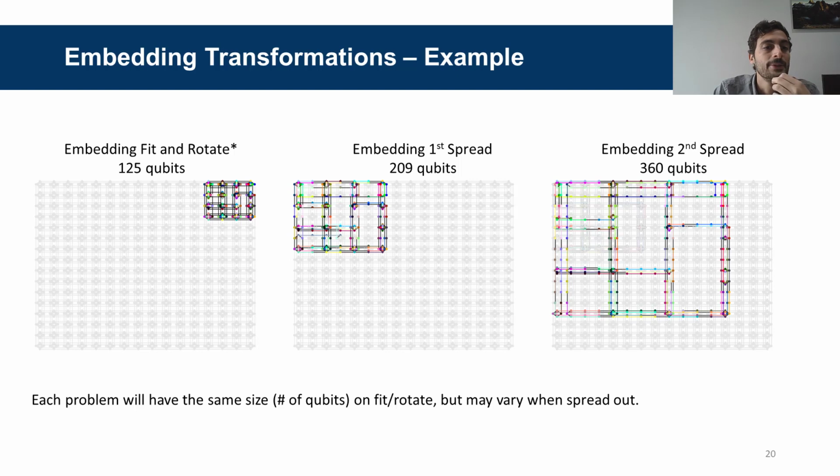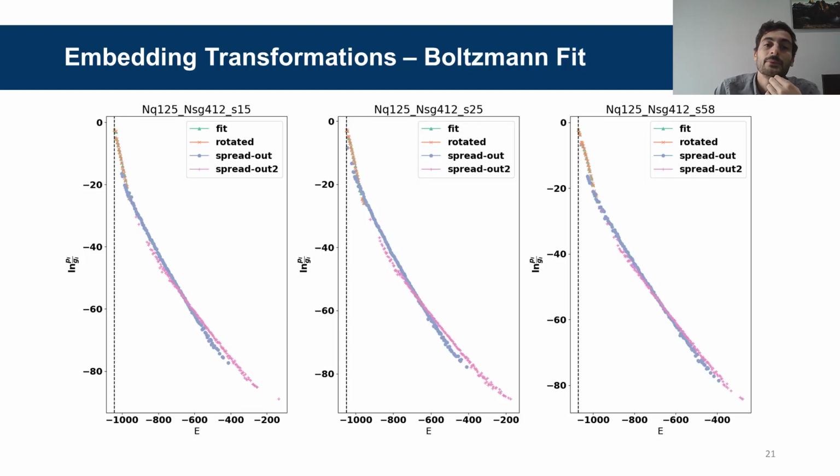Because we're doing this for synthetic problems for which we know all the solutions. Well, fit and rotated, they perform very well. We sample from the lowest energy, we see here on the x-axis, and the dotted line is the global minimum.